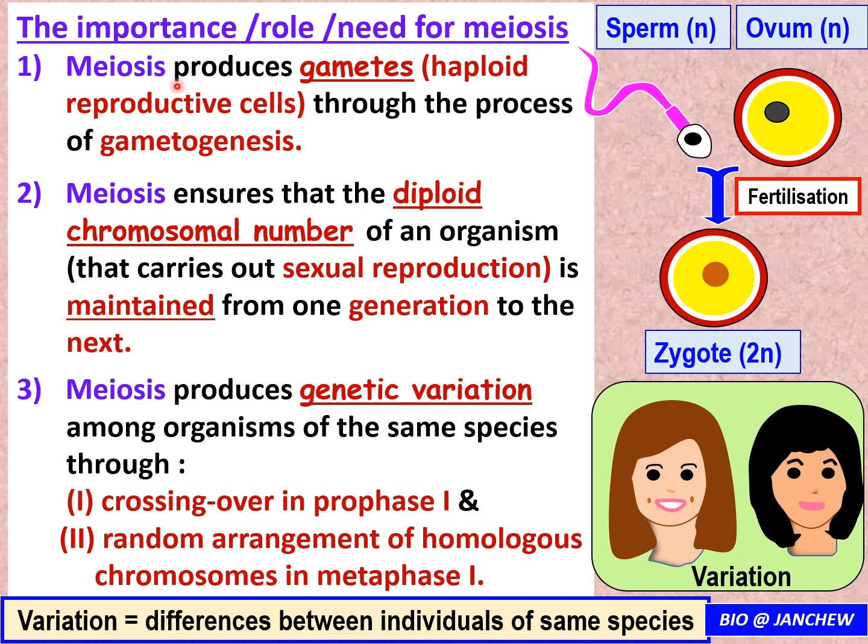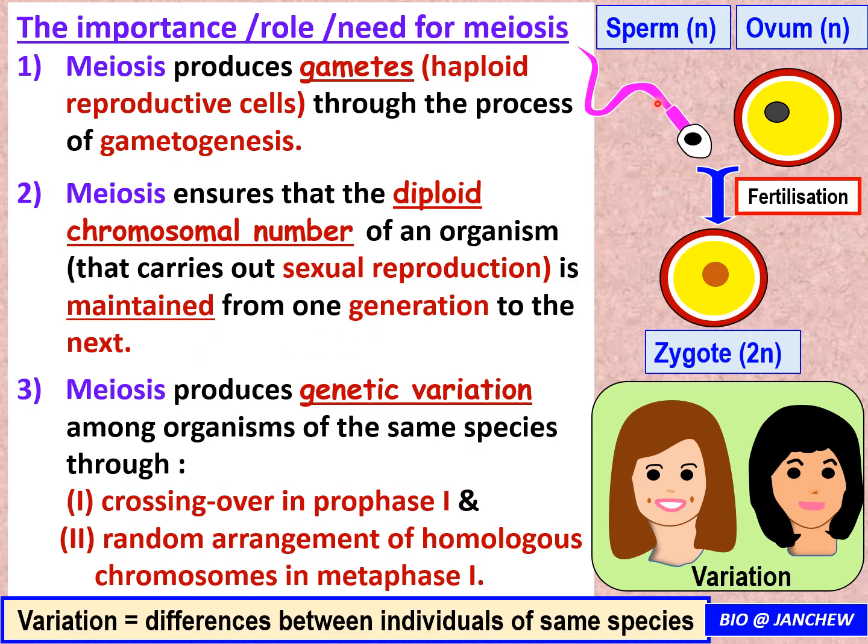Okay, right. So meiosis produces gametes or haploid reproductive cells, such as the sperm and the ovum for animals and humans, and for plants it is the pollen and the ovum. These are all gametes. Inside the pollen there is a male gamete for plants. Right. Meiosis ensures that the diploid chromosomal number of an organism that carries out sexual reproduction is maintained from one generation to the next. This is the second role or function. So we will be discussing more of this in the next slide.